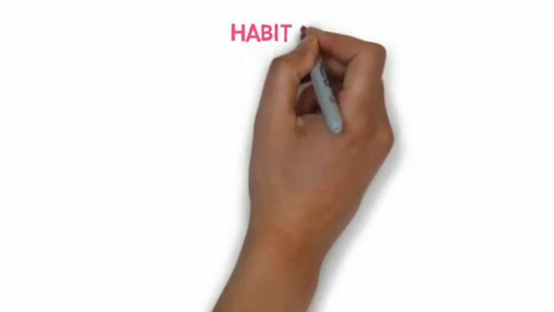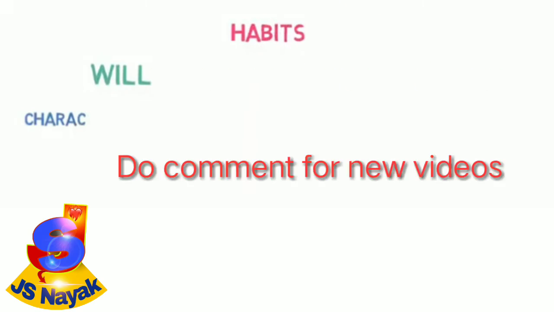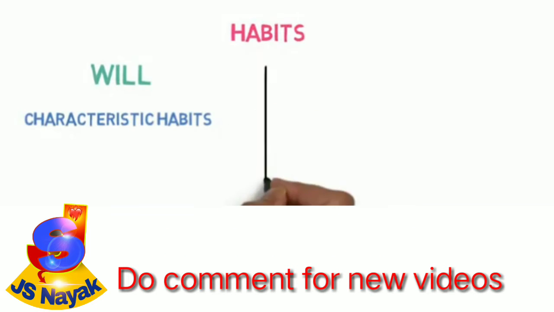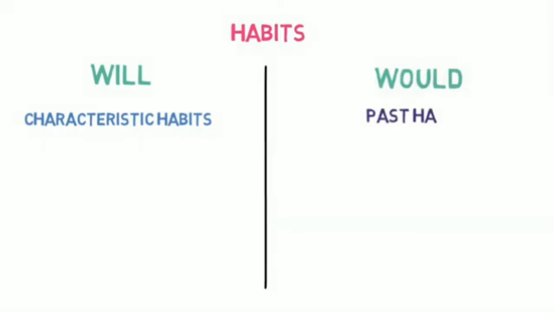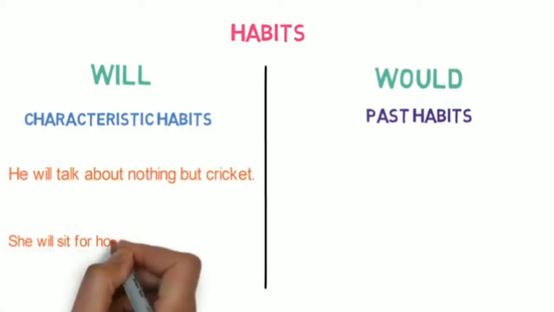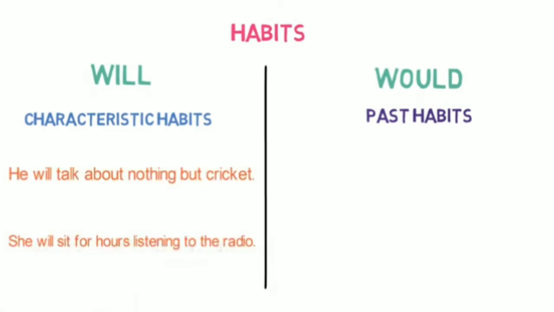Number 3. Habits. In case of a characteristic habit, we use will, and in case of describing past habits, we use would. Let's look into an example of will in this context. He will talk about nothing but cricket. She will sit for hours listening to the radio. In both the sentences, will shows the characteristic habit.